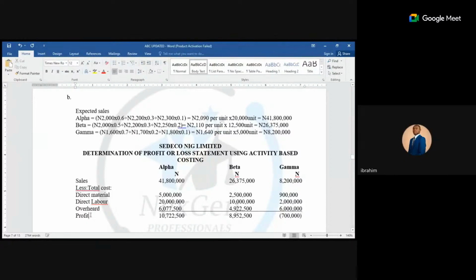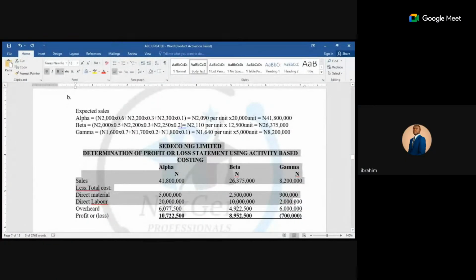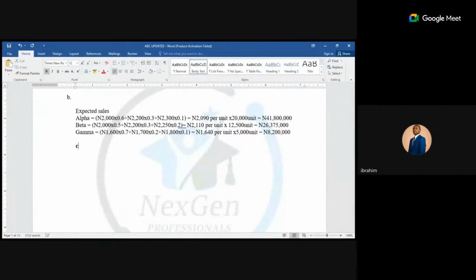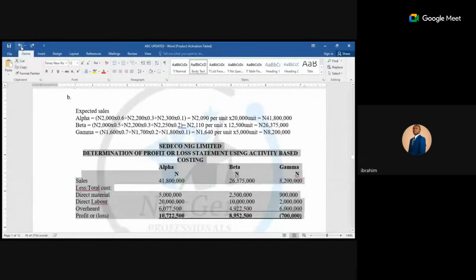Okay, so we have profit or loss. The loss will be in brackets. So this is under the activity-based costing. So we still move. We'll do the same thing. I will just copy everything except the overhead cost. Let me just copy this. Then I will change the overhead.